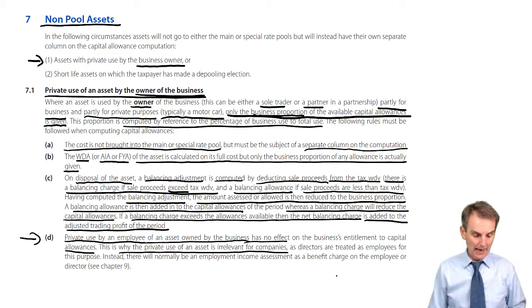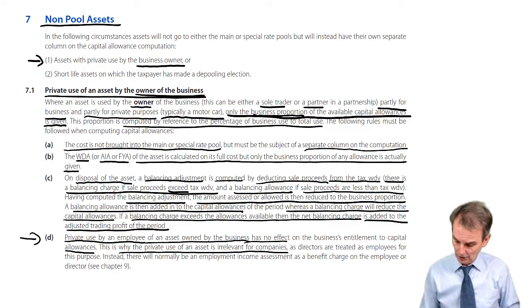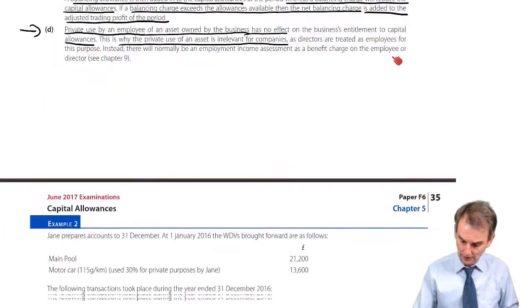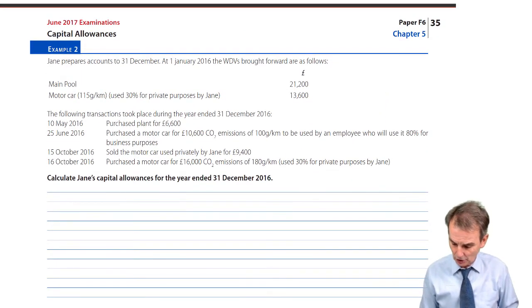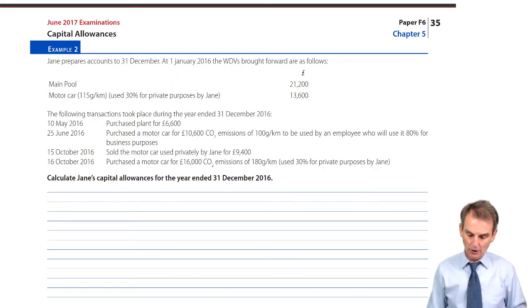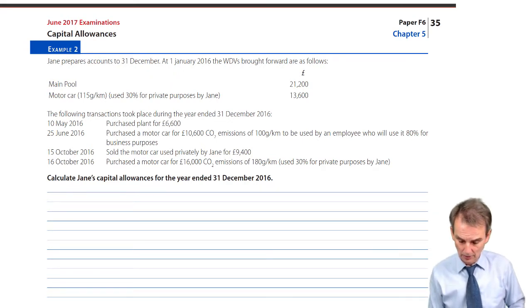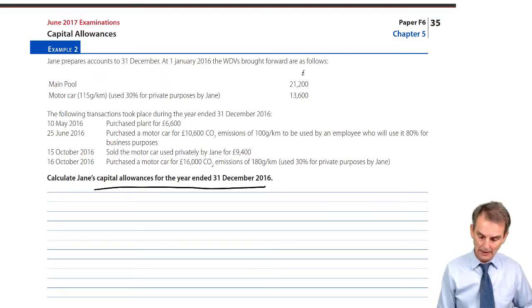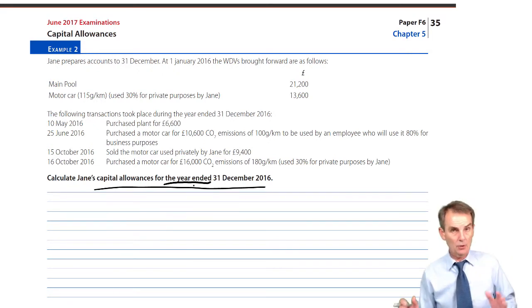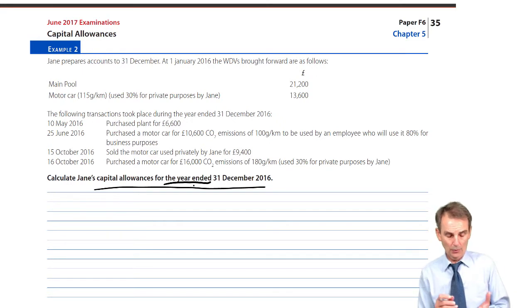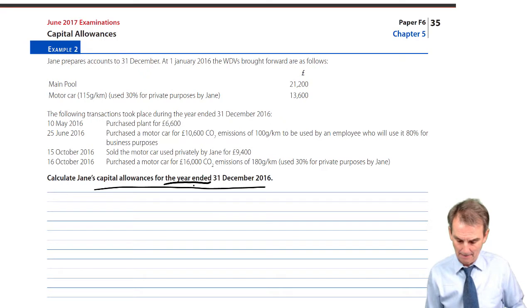Okay, with that in mind, therefore, let's just roll the screen over to the next page, where, as luck would have it, we have example 2 to now deal with. What do we need to do? Calculate Jane's capital allowances for the year ended December 16. So again, important, we now know it's a year ended, which means full 12 months worth of AIA and WDA, no time apportionments required there.